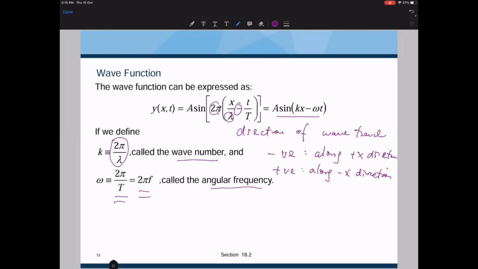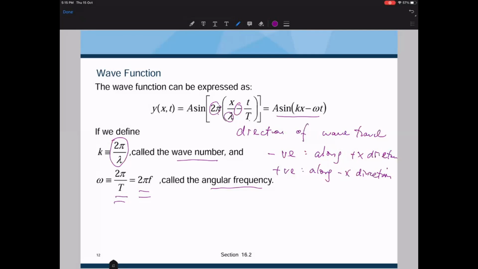Here, A is the amplitude, the maximum displacement from the equilibrium point. Lambda would be the wavelength. T would be the period of oscillation. So we understand it in this way. We are not talking about the relation of omega with the angular velocity. In fact, they are related, but we would not go into such details.